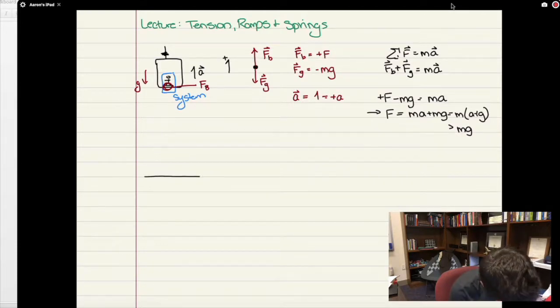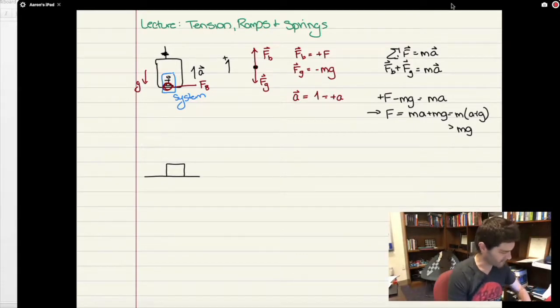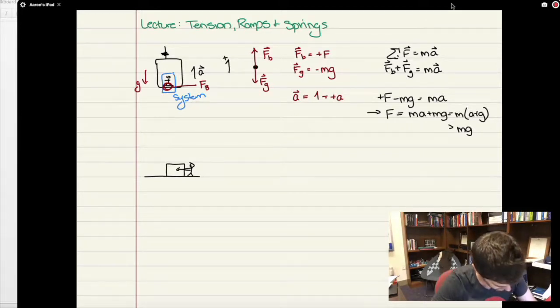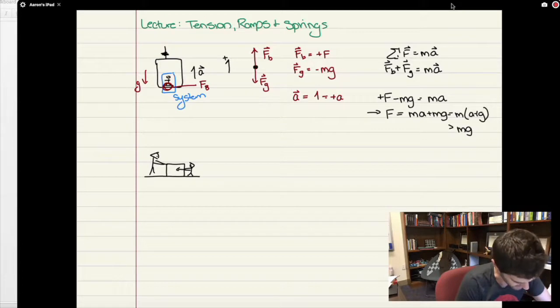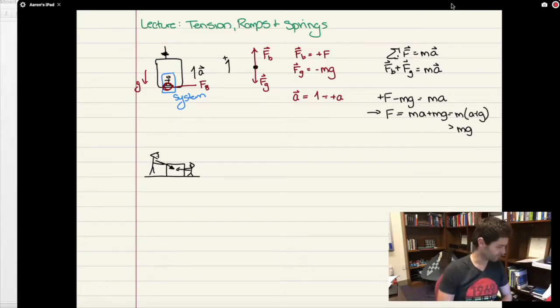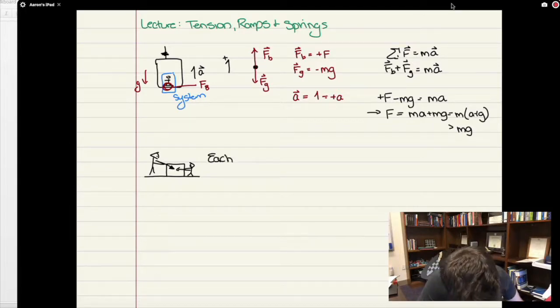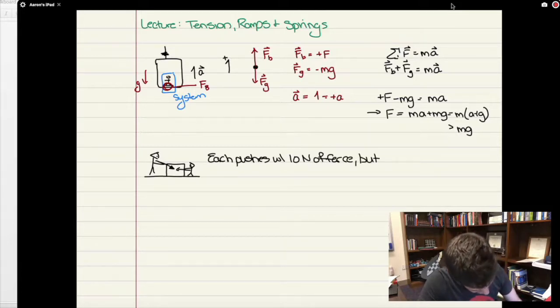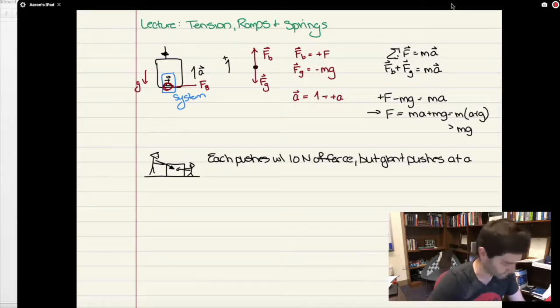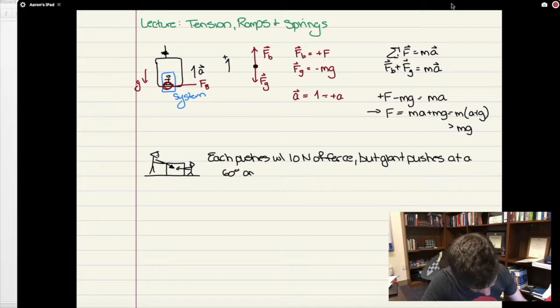How about a 2D example? Suppose you have some box and there are two people pushing on it. There's someone who is pushing on it horizontally to the left. And then there is some giant that is pushing on the box at some angle to the right. Let's suppose each pushes with, let's say, 10 newtons of force. But the giant pushes at a 60-degree angle from the horizontal.